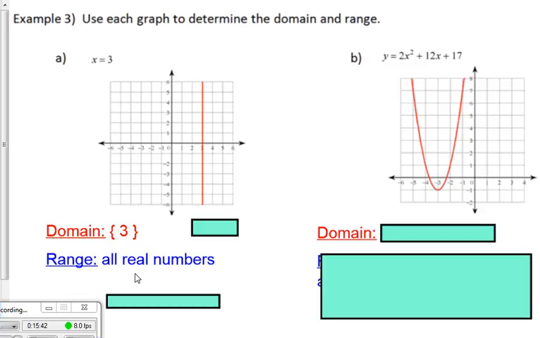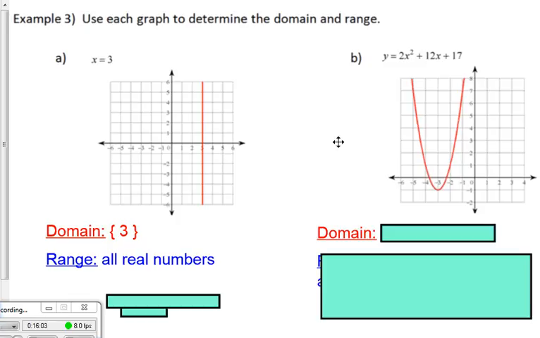So domain and range. Okay, let's look at this second one over here. Now, we've never worked with the quadratic function before, but if we have y equals 2x squared plus 12x plus 17, if you were to graph that out, it makes this kind of U-curve. This parabola is what it's called.